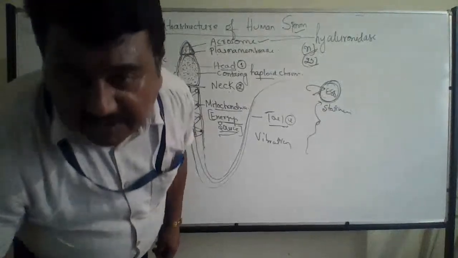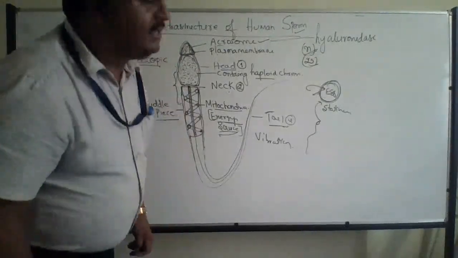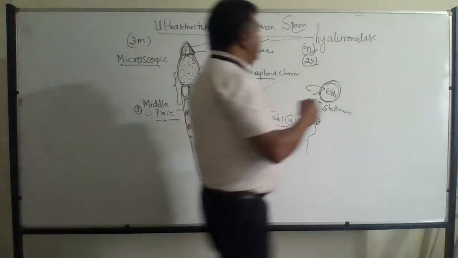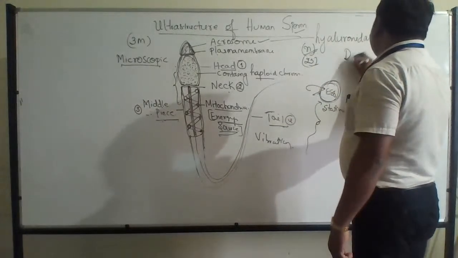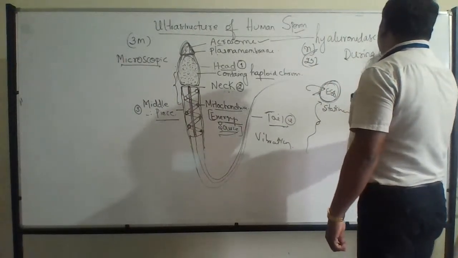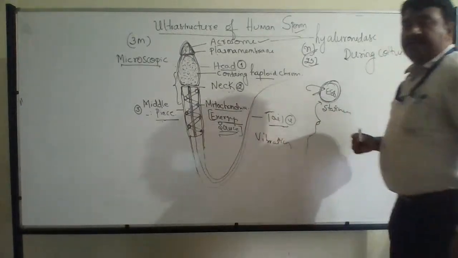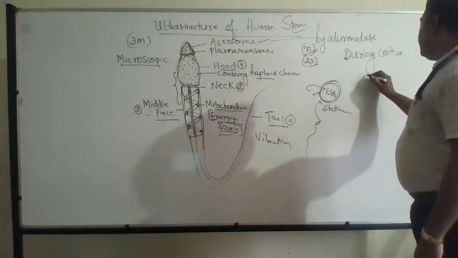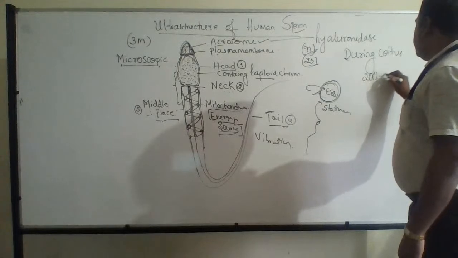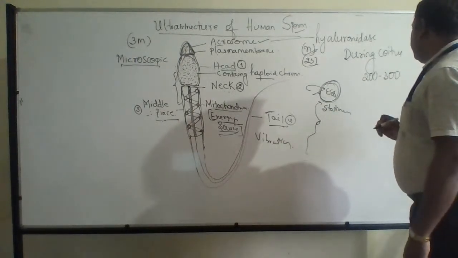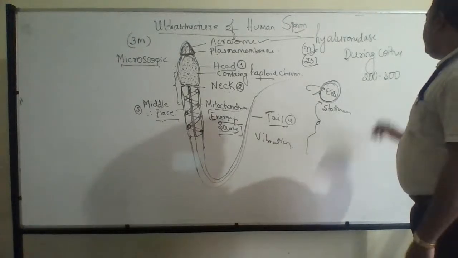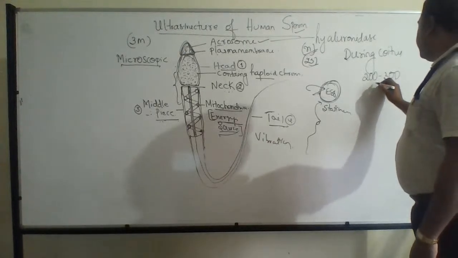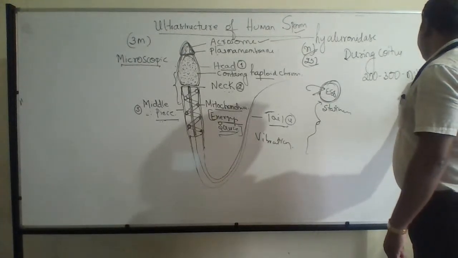During coitus, in human partners, the male, by the process of insemination, releases around 200 to 300 million sperms into the female genital tract.